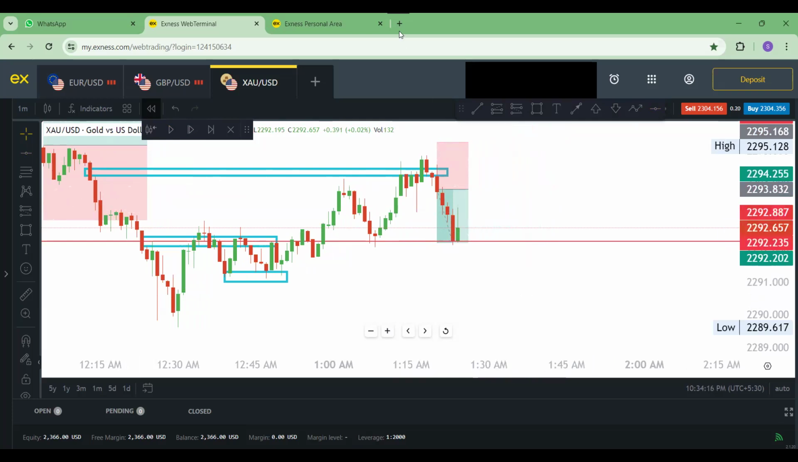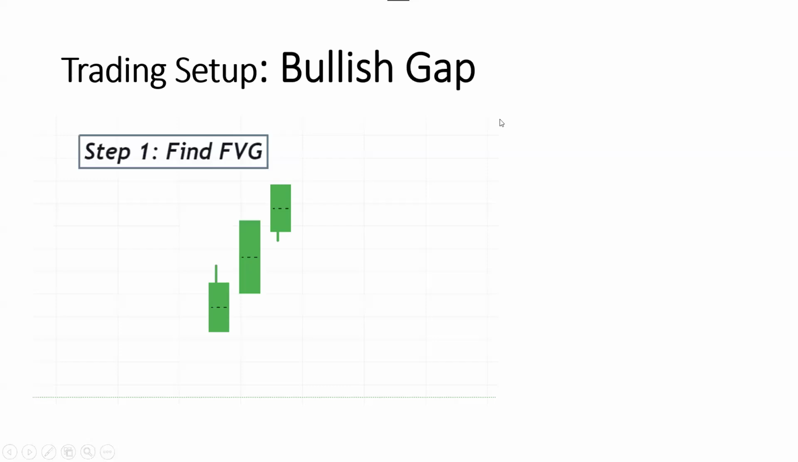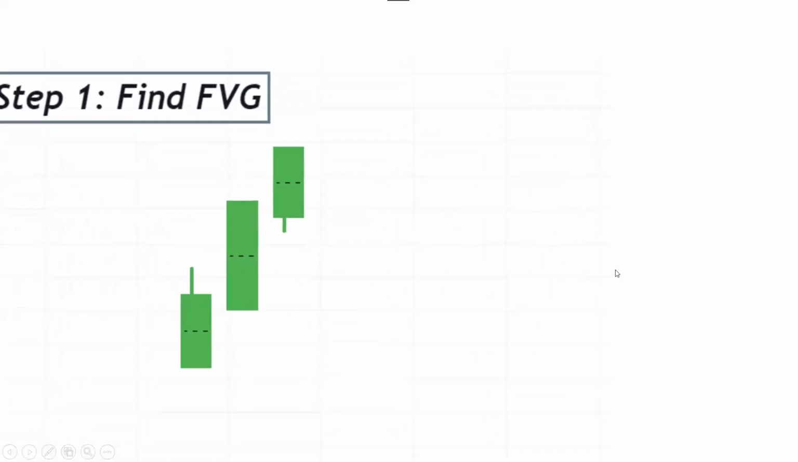This I have shown you for the downtrend. The same thing I can show for the uptrend also. You can see in the uptrend, what is the setup? A bullish Marubozu candle with a gap should be there. Here you can see the market is giving a gap, so I can mark the level of the gap. So this is a gap, an FVG.